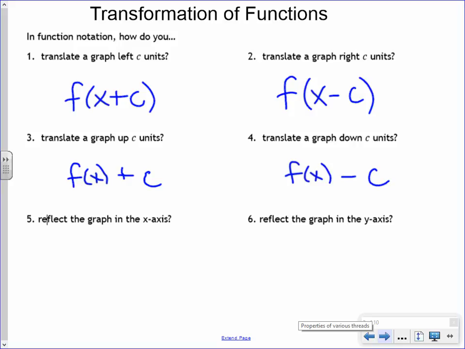Pod 6, how do we reflect about the x-axis? Good. I skipped pod 5, I'm going to come back to you. Negative x. Here again, the negative's on the outside, so it's affecting those y values. So the y values go to negative. We're reflecting across the x-axis. Here, the negative's on the inside. Anything on the inside of our function affects our x values. So our x's are going to negative. We're reflecting about the y.